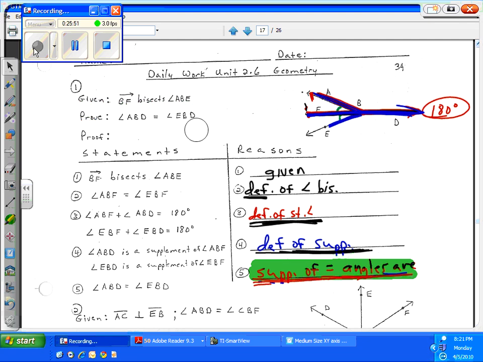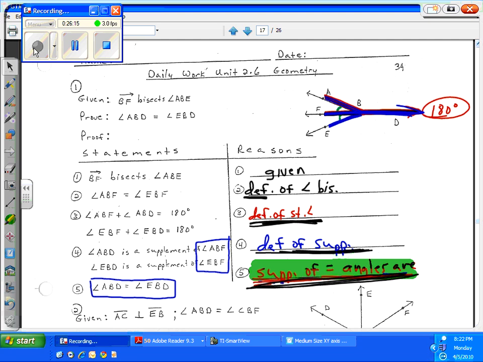Okay, so what we want to do is check the statements and reasons from the bottom up. This is going to verify that our proof is exactly like we want it and it's all in the right order. I'll finish cleaning this up just a little bit. Okay, so final reason, supplements of equal angles are equal.